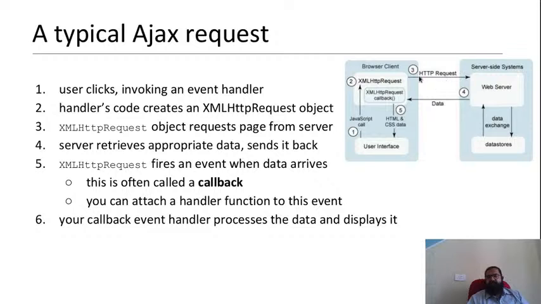So that is the third one that you see over here. So you have made a request, and once the request has been made, you should actually have a facility or some mechanism on your browser where this response is received and is handled. That is often called a callback. So XMLHttpRequest fires an event when data arrives. This is often called a callback, and you can attach a handler function to this event. So the callback event handler processes the data and displays it.